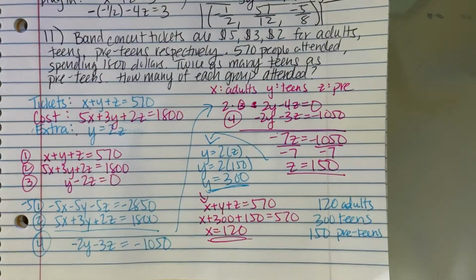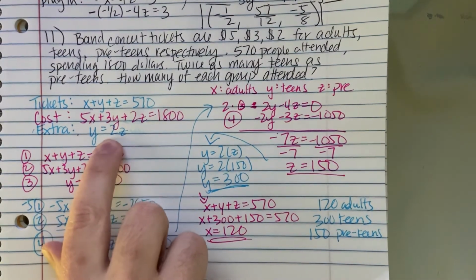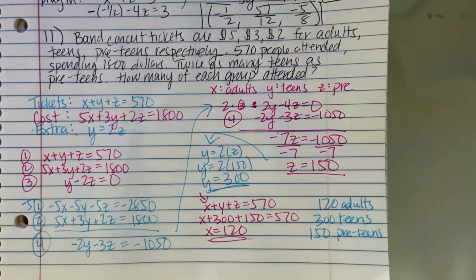The last equation, because we need to have 3 variables, so we need 3 equations, says twice as many teens attended as preteens. That means y, the number of teens, is 2 times the number of preteens, which is z. So this is our extra relationship equation, y equals 2z.